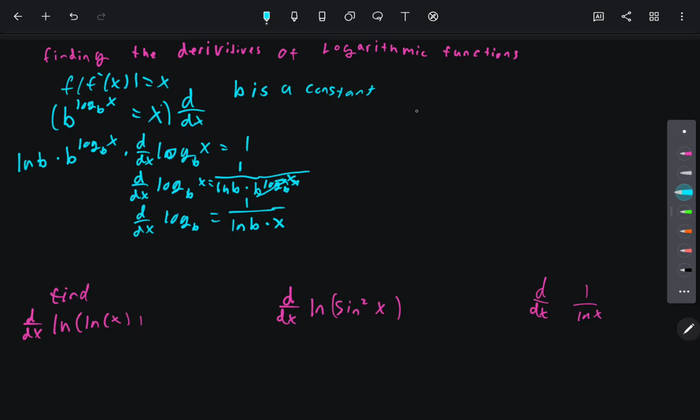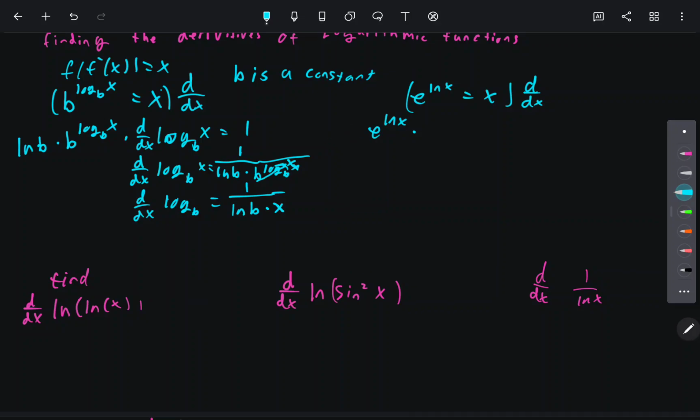So we know the natural log, so e to the natural log of x is just equal to x. We now can take the derivative with respect to x of both sides. We get e to the natural log of x times the natural log of e, but that's just 1, times the derivative of the natural log of x, and that is equal to 1. Now we are going to divide this e to the natural log of x to the other side.